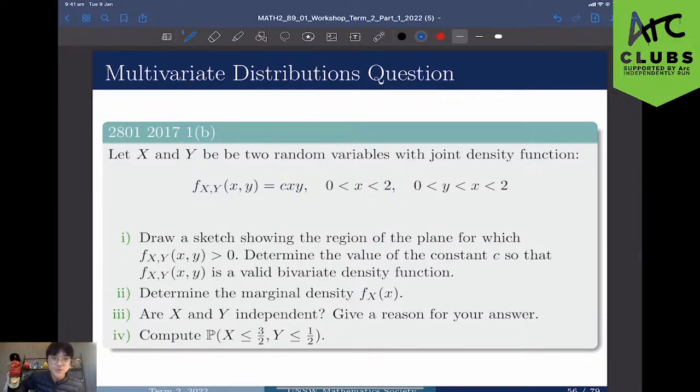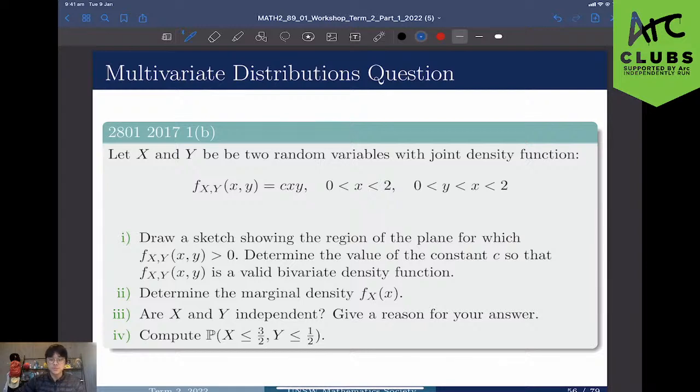So we finally have a question. Let x and y be two random variables with joint density function cxy, where we have the domain that x is between 0 and 2, and y is less than x. They want us to draw a sketch showing the region of the plane for which the joint density function is greater than 0, and to determine the value of the constant c so that the joint density function is a valid bivariate density function.